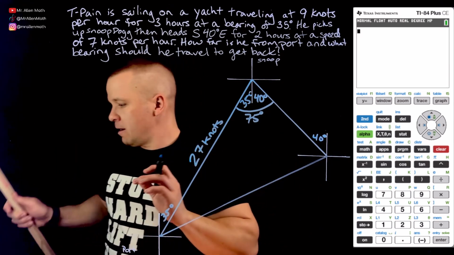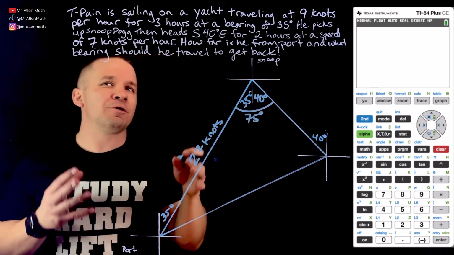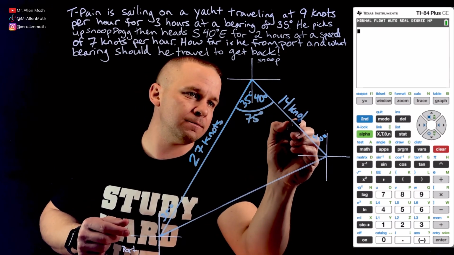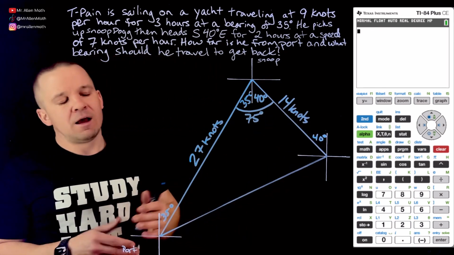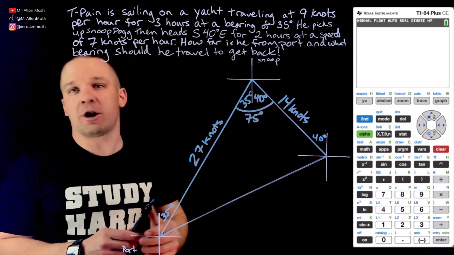Okay. Lovely. I think I'm going to label the distance as well. 2 hours at a speed of 7 knots. So we're going 14 nautical miles. Or 14 knots. I feel like it should be nautical miles, but whatever. We're going to roll with this for now. I don't have enough room to write nautical miles.